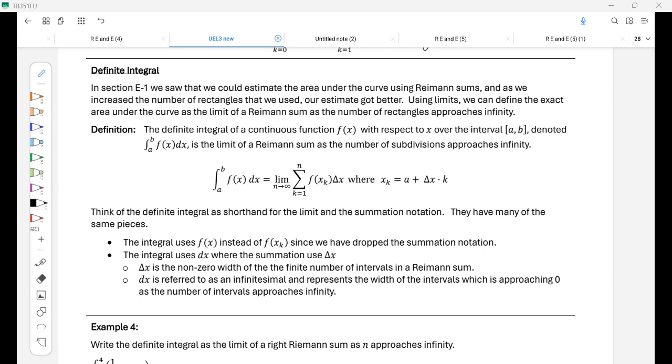But then f of x dx, in summation terms, it's f of xk, which is defined as something. We'll see that in a minute. That's just going to be our a plus delta xk. That's what we were doing on Friday. And the dx comes from the delta x. Okay, so delta x is a finite amount, but dx, we've squeezed that down to basically nothing. We call that an infinitesimal.